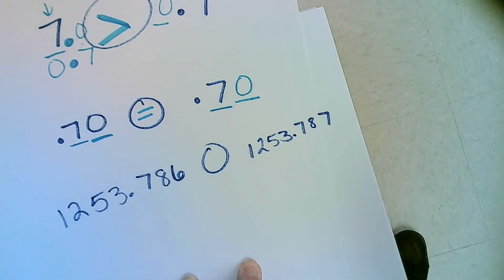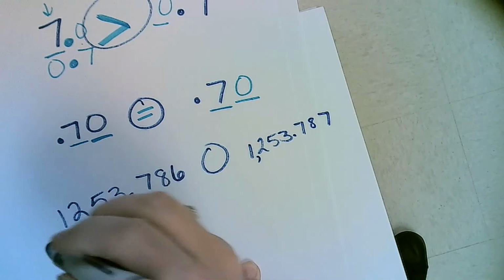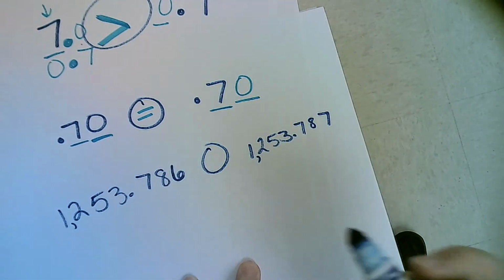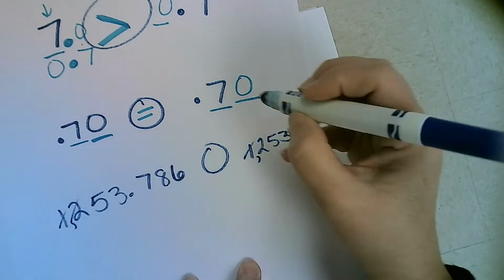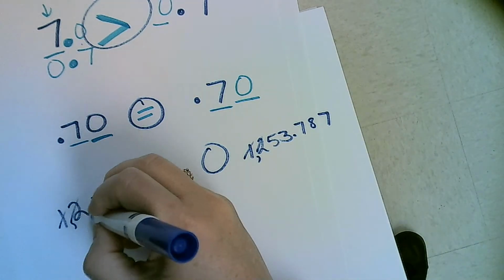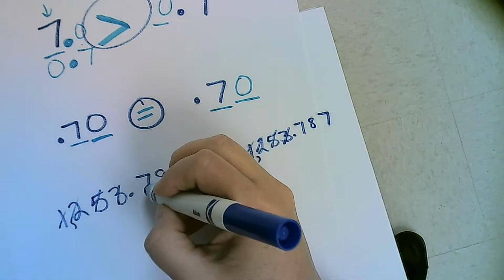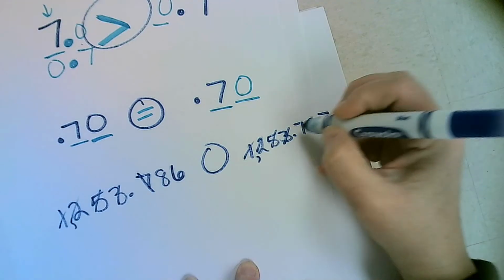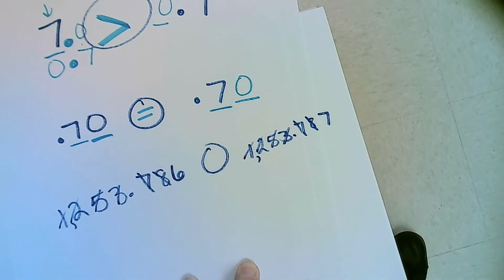So we start comparing left to right. This one goes out to thousands, this one goes out to thousands. So 1 and 1, 1,000, the same. 200, 200. 50, 50. 3, 3. Okay, now I'm at the decimal point, going to the right of the decimal point. 7/10, 7/10. 8 hundredths, 8 hundredths.